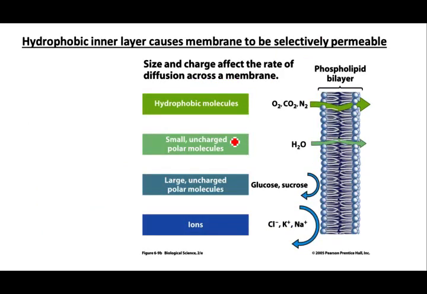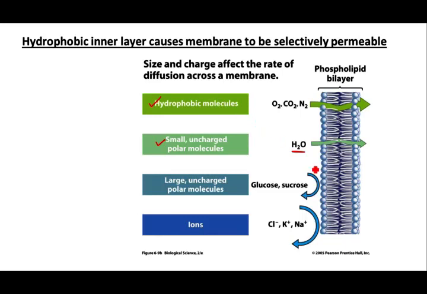Like I said, the hydrophobic inner layer allows the cell membrane to be selectively permeable, and it makes it so that some things can go across and some things can't. Things that can just go right across the cell membrane are hydrophobic molecules, because they have no trouble going across that hydrophobic inner layer. They're not repelled by it at all. Also, small uncharged polar molecules, and really we're just talking about water here, can also go through. Water is a very tiny molecule, and so basically it just squeezes its way through, even though it doesn't like that hydrophobic layer. It can just get through.